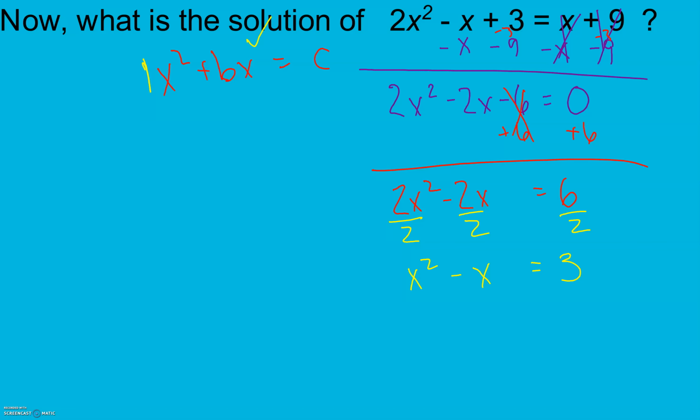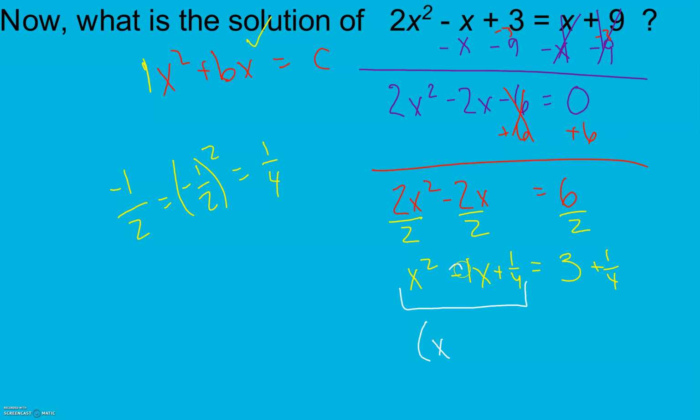Now I complete the square. I take my b value here, which is -1, half it, square it, and add it to both sides. That allows me to write my perfect square trinomial that I just created over here as a binomial squared.